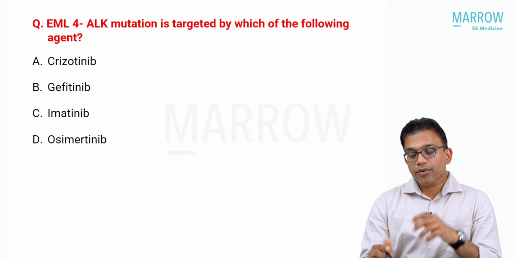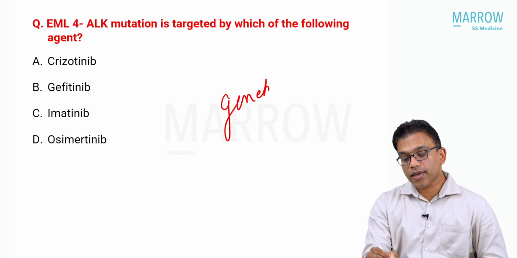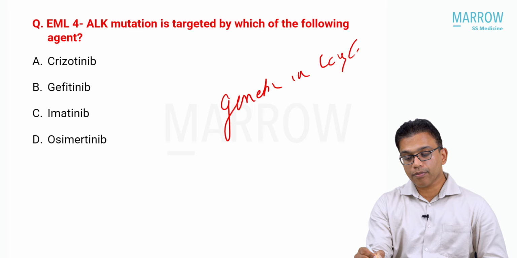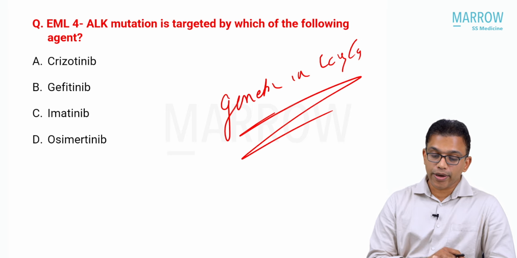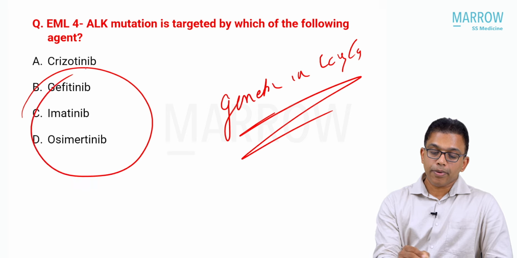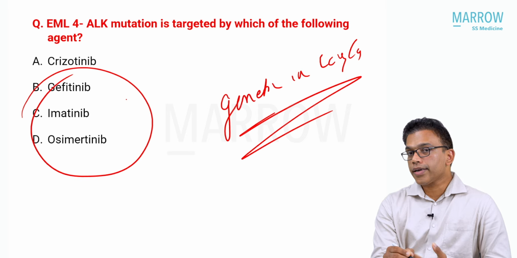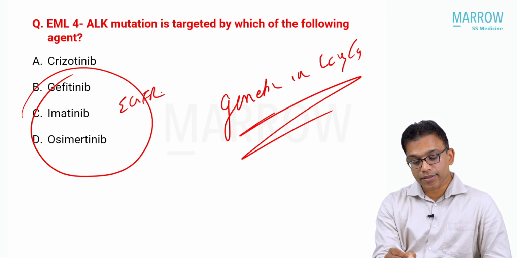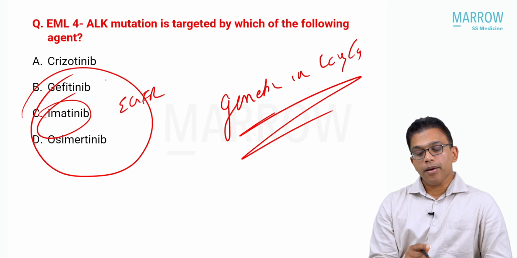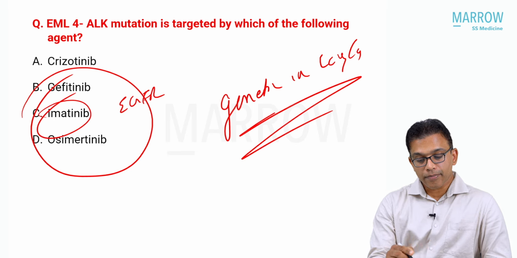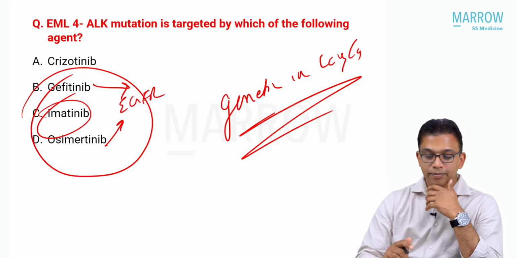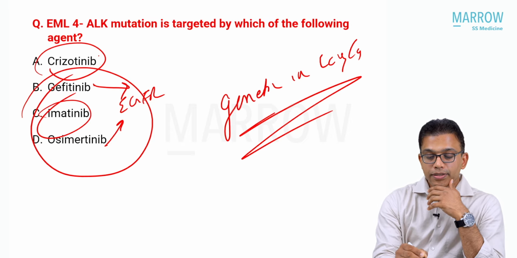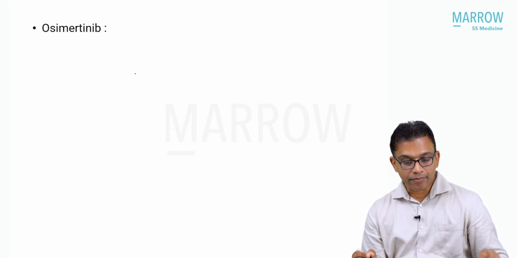Another question that we have discussed in the genetics in lung cancer module. EML4 ALK mutation is targeted by which of the following agents? Gefitinib and osimertinib are which targeting agents? EGFR inhibitors. Imatinib, we don't have much involvement in CA lung. So basically, gefitinib and osimertinib are EGFR inhibitors. Crizotinib is the EML4 ALK mutation inhibitor.